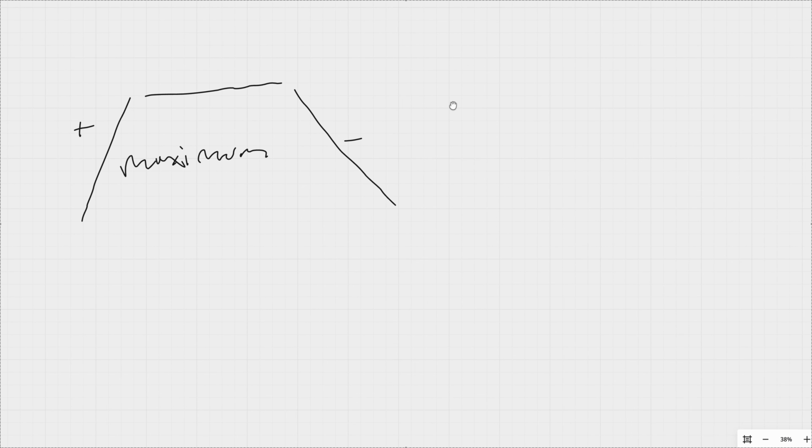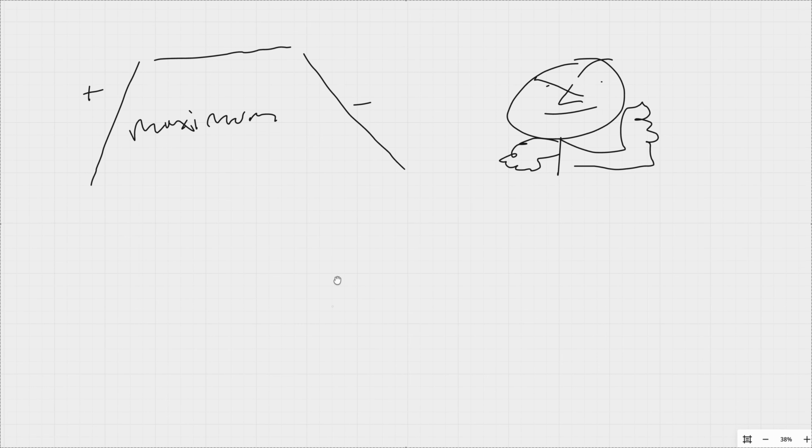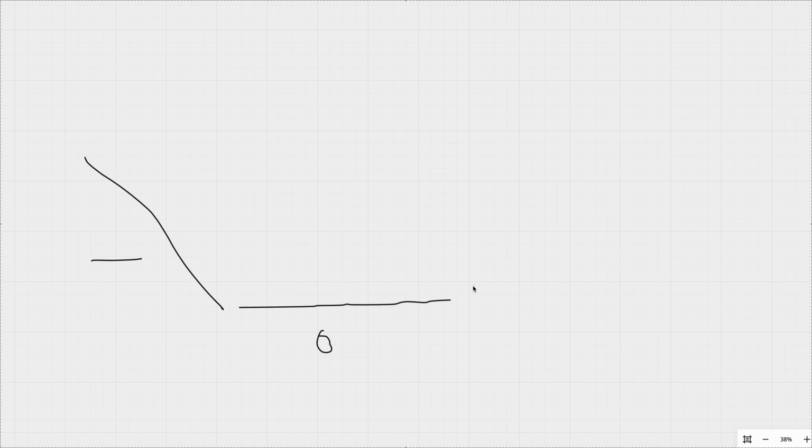Now you might be asking, okay, that's pretty good, but how do I know when it's a minimum? I will show you. A minimum will have it so that it's negative on the left, it's stationary in the middle, and it's positive on the right. This will always be it.